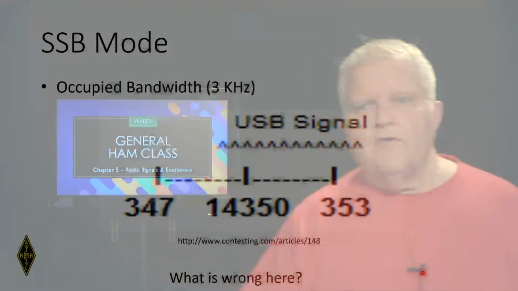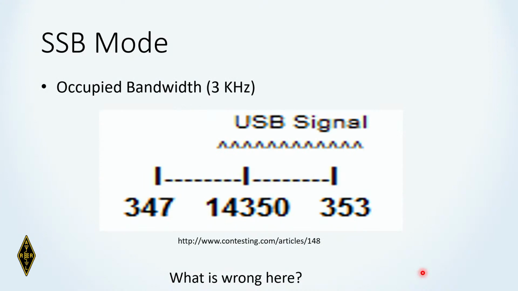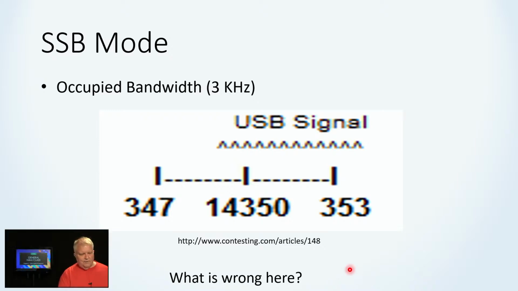So continuing with the single sideband mode, we're here on 20 meters. Remember, we have an occupied bandwidth of 3 kilohertz because it's an upper sideband signal. And our radio is indicating 14,350. What's wrong with this picture? If you look at your color chart, go ahead. It's in a different band. It's out of band. Yes, our band ends at 14,350.